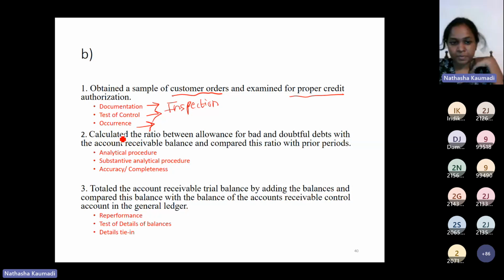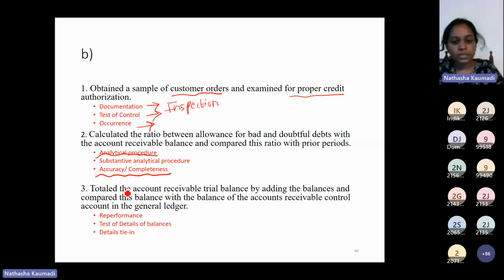And then the second one, calculate the ratio between the allowance for doubtful debts this year and the debtor balance, and you are comparing with the last year one. You are comparing the ratio. You are doing a ratio, meaning that is an analytical procedure, a substantive analytical procedure. I told you how to recognize those things a few minutes ago. And then you are checking accuracy and the completeness of debtors.